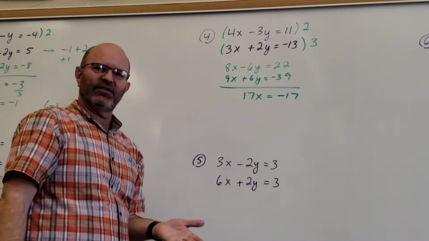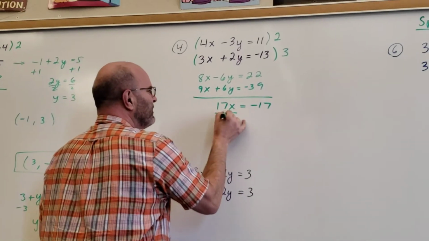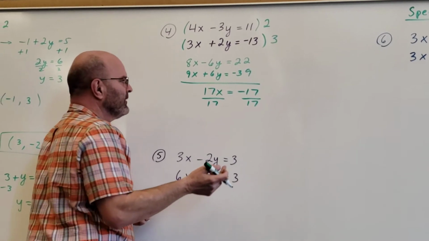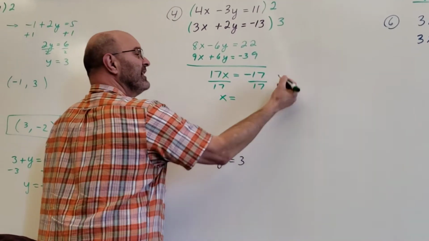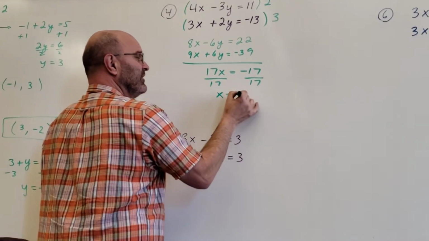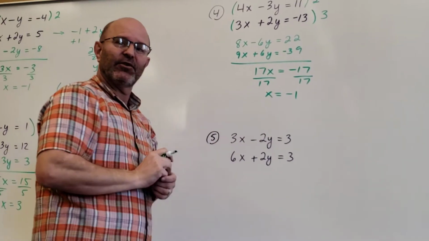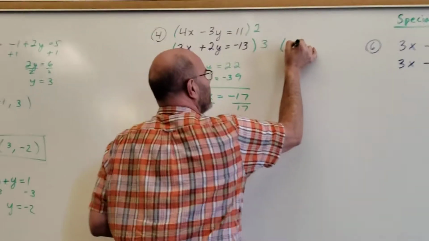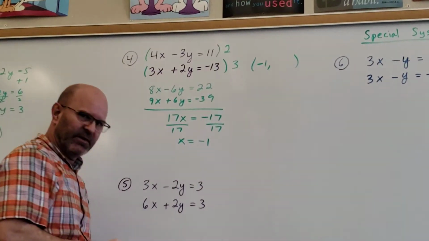Because now, if I divide both sides by 17, am I going to get ugly numbers or pretty numbers? Well, this is going to be pretty numbers, right? Because -17 divided by +17 is -1. So I was stressing over nothing. So this problem has to be -1 comma something.